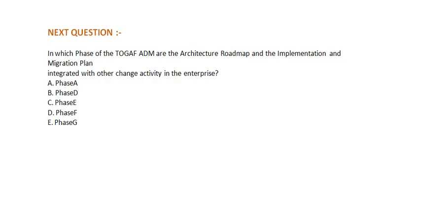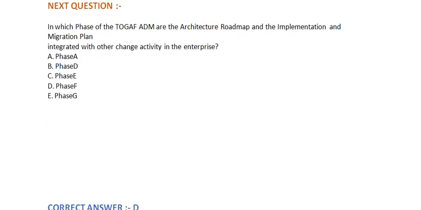Option B, phase D. Option C, phase E. Option D, phase F. And option E, phase G. The correct answer is option D.